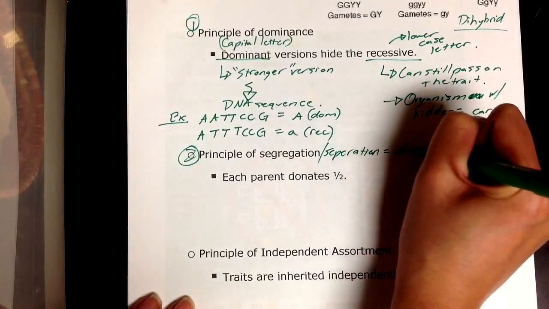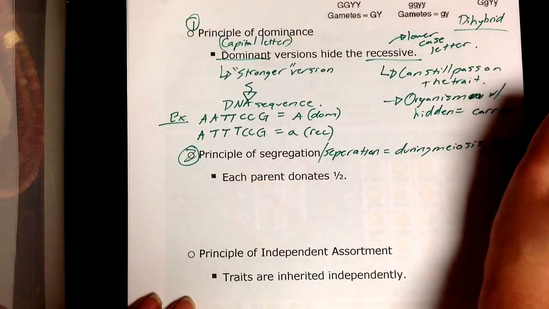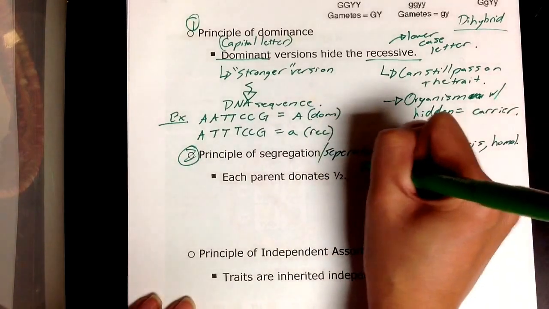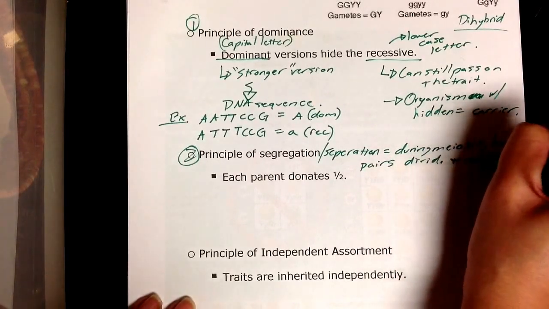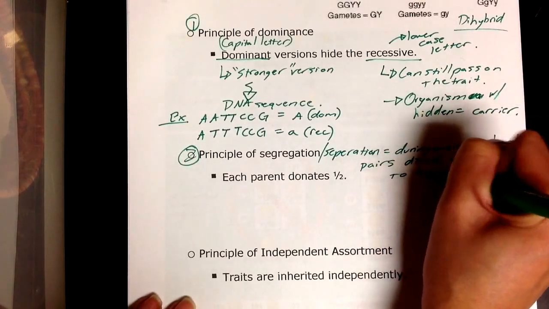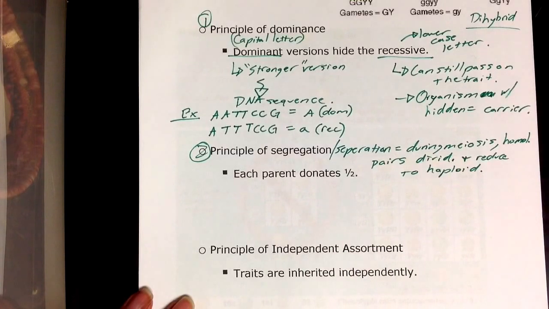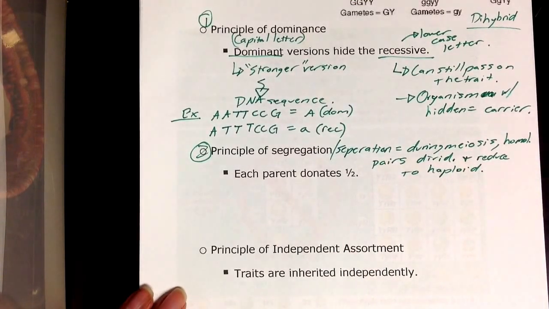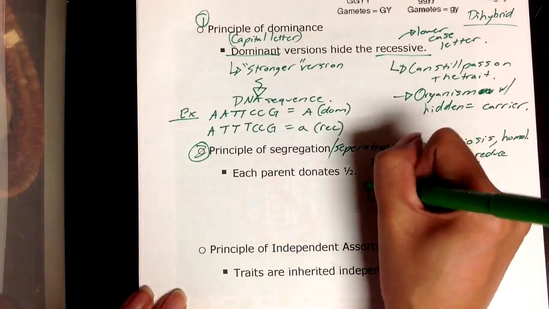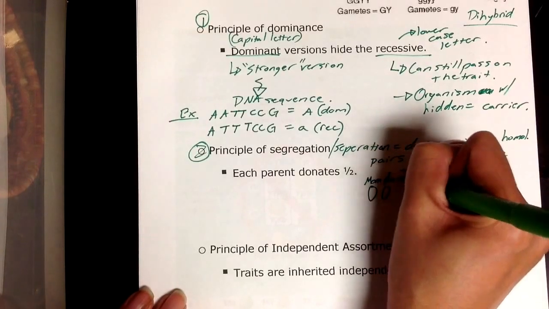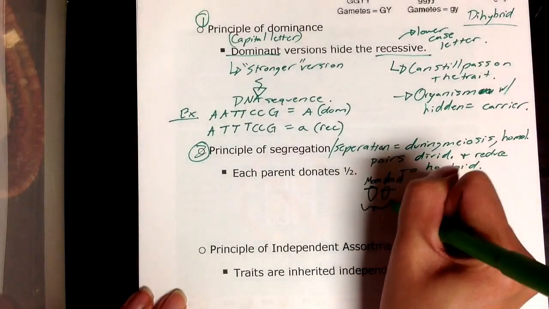It basically means that during meiosis, your homologous pairs divide and reduce to the haploid state in the daughter cells. So each parent donates half of their chromosomes. If you want to think of this as here's 2 alleles, here you have mom, here you have dad, you have the same gene on there. This is a set of homologous chromosomes.